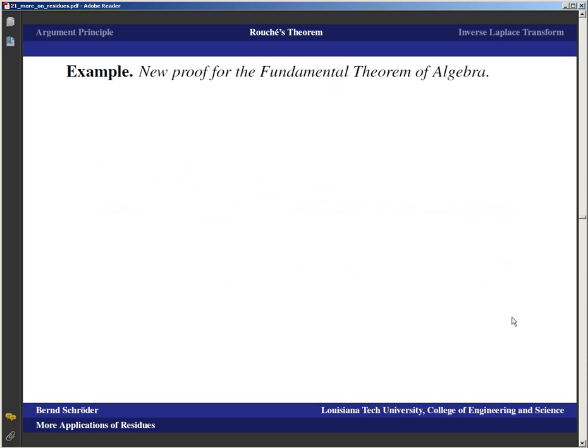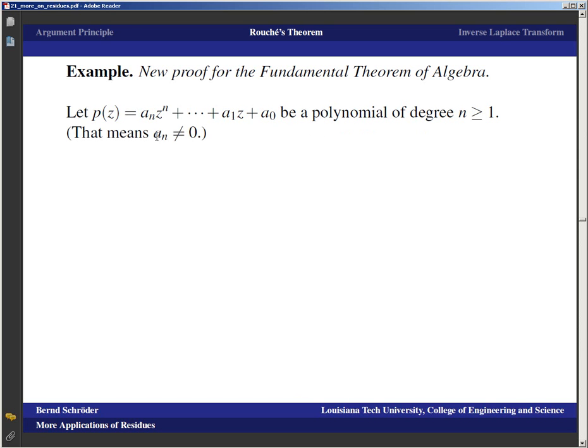All right, another example. We want to do a new proof for the fundamental theorem of algebra. All right, so take a polynomial. Remember, what does the fundamental theorem of algebra say? It says that a complex polynomial of degree n greater or equal than 1 has n zeros. All right, so if the thing has degree n greater or equal than 1, then a_n is not equal to 0. Well, then p of z is a_n z to the n plus a_(n-1) z to the n minus 1, and so on, all the way down to a_0.